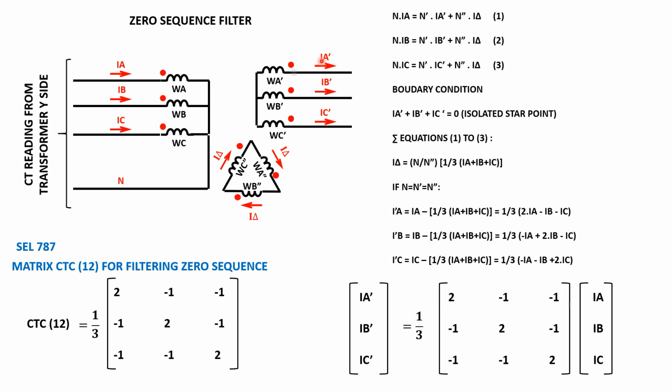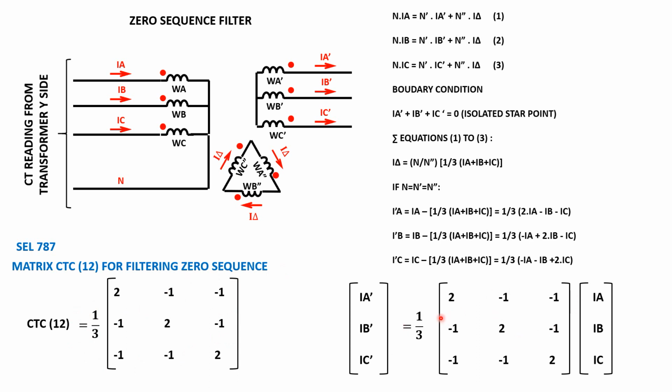So basically this IA prime is IA minus zero sequence, I prime B is IB minus zero sequence, and something like that. And if you write this equation, the matrix is like this. And if I go to the SEL787 matrix CTC12, which is a filtering for zero sequence, it is exactly like this.